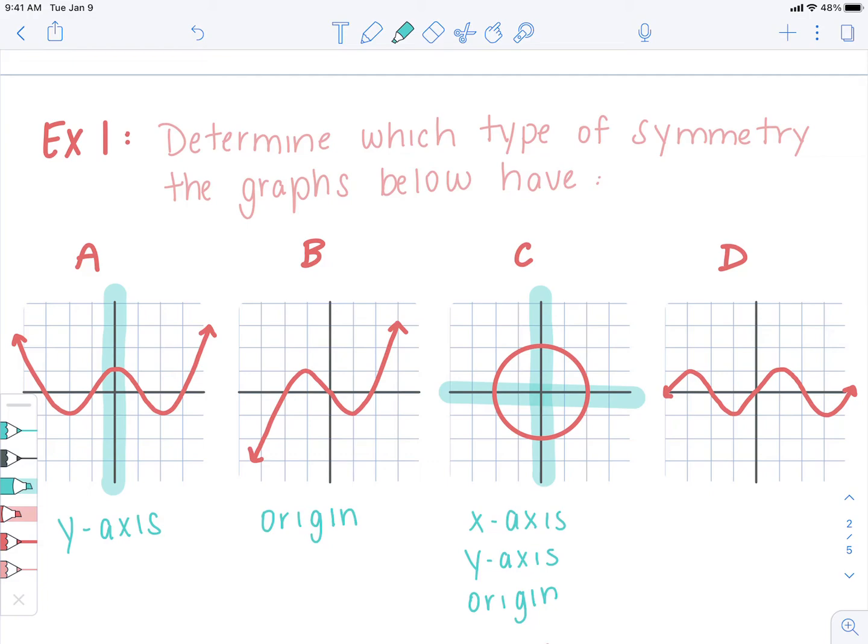A circle isn't a function, right? It fails the vertical line test. So it's those things that aren't functions that can get a little wacky and have lots of different answers for them. What about D? Origin. Yeah. Does D look like a graph you know? Ooh, it looks like the sine function, right? It is the sine function. Origin. The sine function is symmetric over the origin.